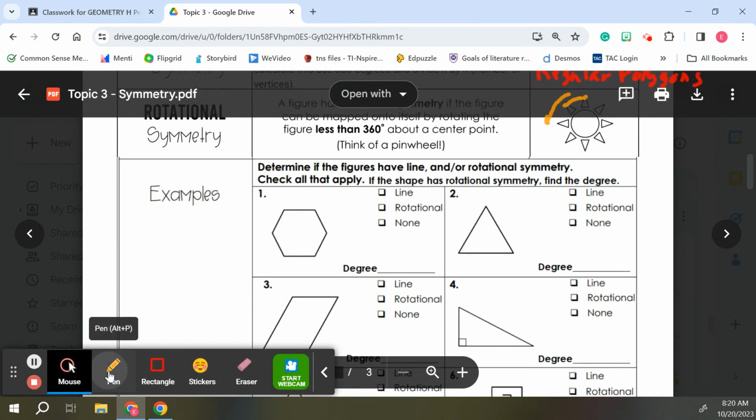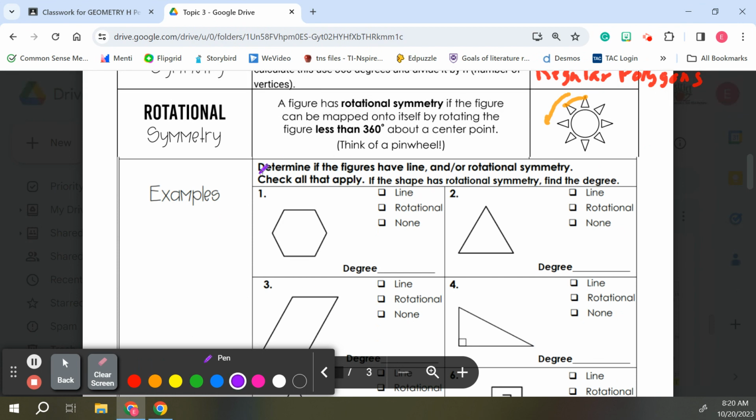Okay, so let's take a look at this. It says determine if the figures have a line and/or rotational symmetry. Check all that apply. If the shape has rotational symmetry, find the degree. Now we're going to find the lines too, because I want you to know that there's more than one line of reflectional symmetry sometimes in shapes. Now we're going to assume that this is a regular polygon. What kind of polygon is this? It's a hexagon.